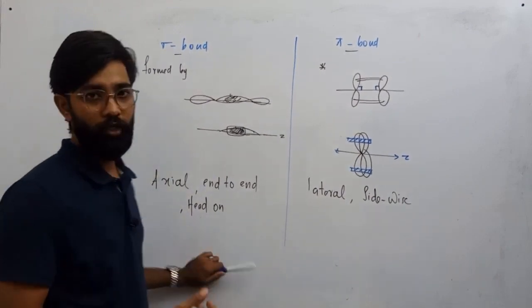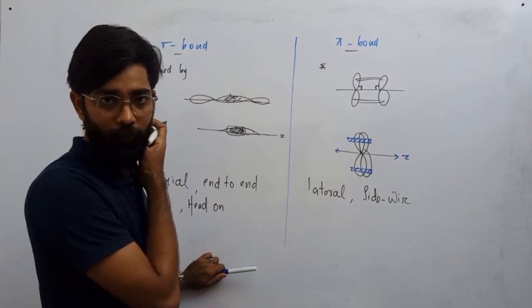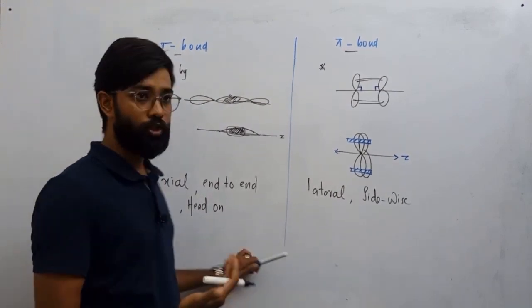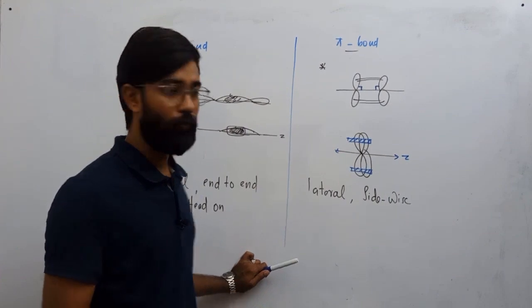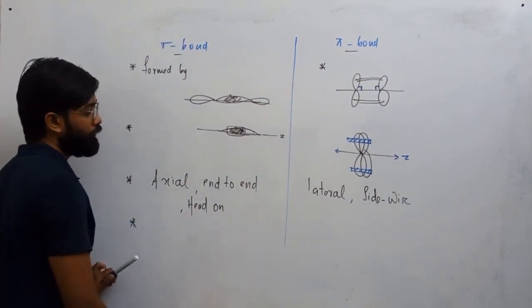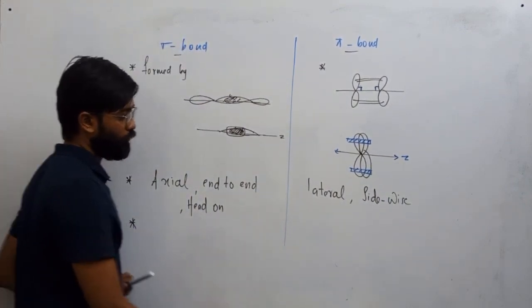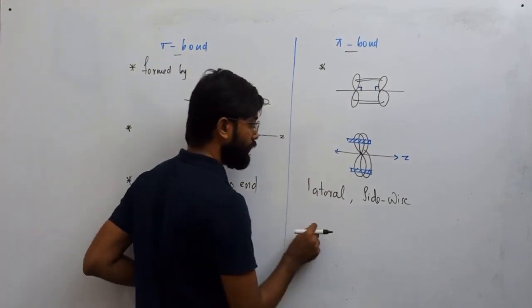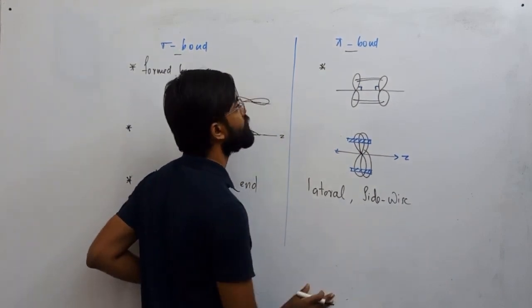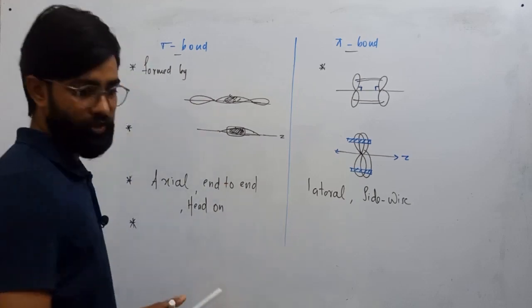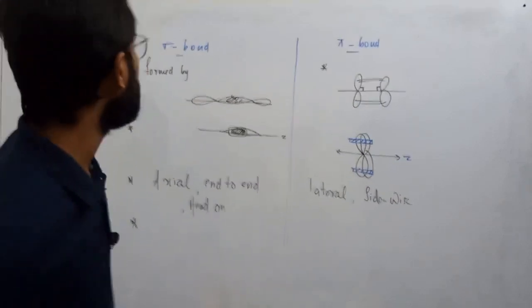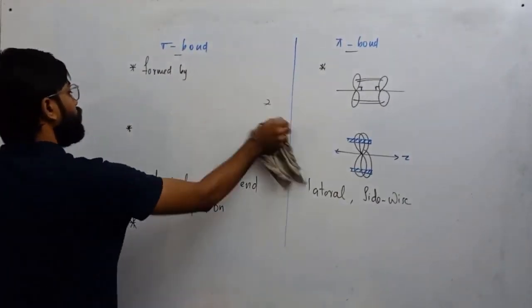We already discussed the features of atomic orbital overlapping: whatever the extent of overlapping, that much is the strength of the bond. Here, the greater extent of overlapping gives a stronger bond. Here it is a relatively lesser extent of overlapping, relatively meaning in comparison with the sigma bond.